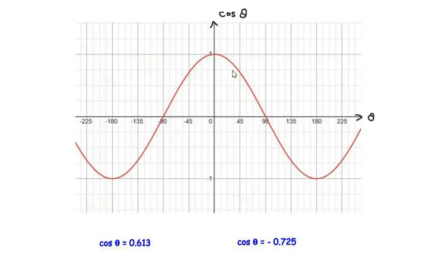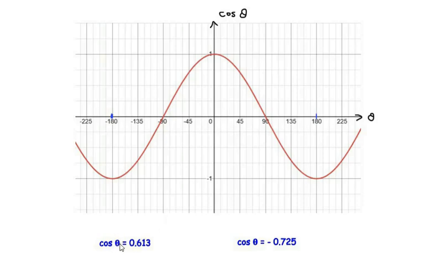So this is how a cos graph looks. The maximum value of cos theta is plus 1 at theta equal to 0 degrees, and the minimum value of cos theta is minus 1, and you will get cos theta equal to negative 1 at minus 180 and plus 180 degrees. Now here our range is between minus 180 and plus 180, and you can see that the cos graph is exactly symmetrical along the y-axis.